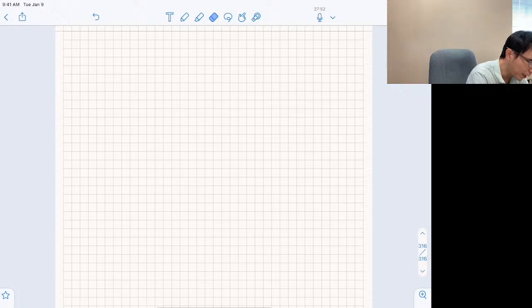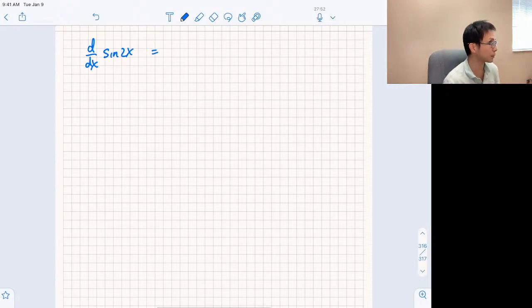So what if we just want to take a simple derivative like this one? How do I take a derivative of sine of 2x? What do you think the derivative of sine of 2x is going to be? Sorry, what's the topic of this now? Trig derivative involving a chain rule.